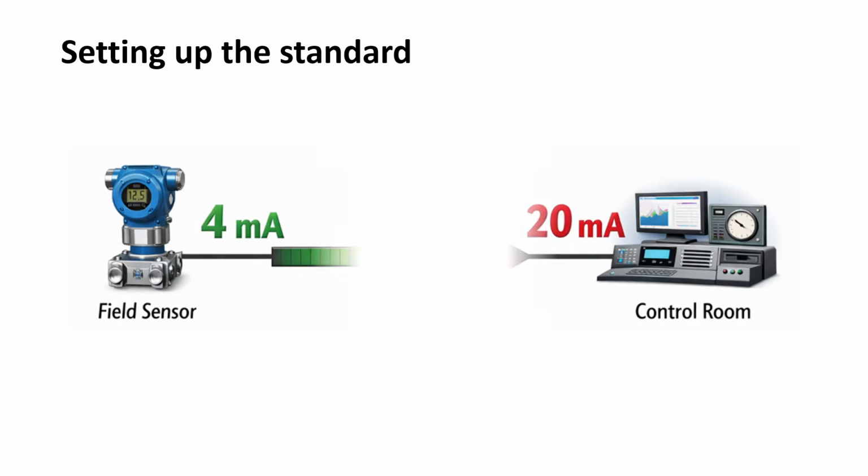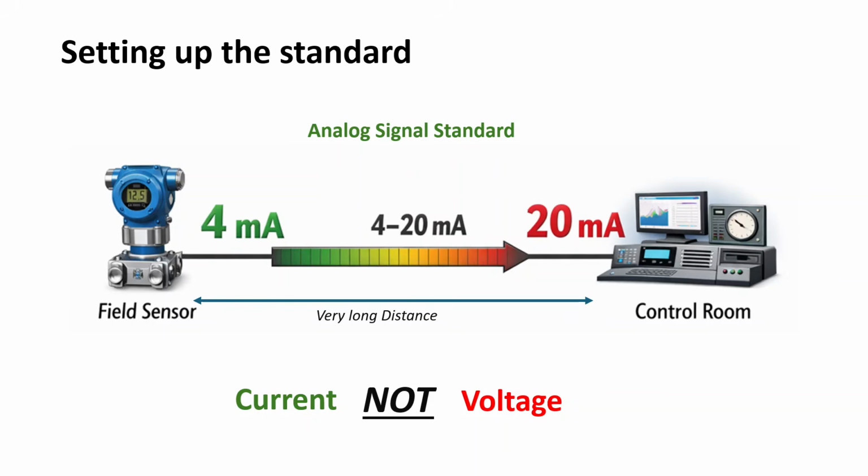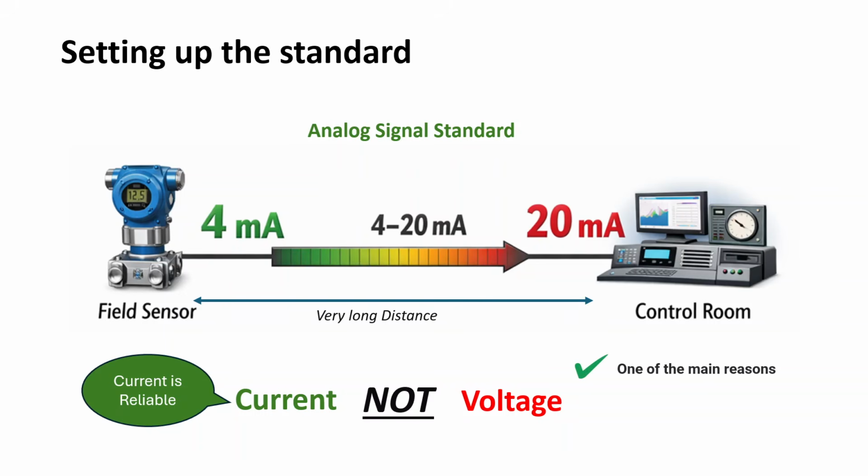So here is the deal. In industrial instrumentation, the universal standard for transmitting an analog signal from a sensor out in the field all the way back to the control room is a 4 to 20 milliamps current loop. Notice, I said current, not voltage, and that difference is important. Industrial plants often have instruments located hundreds of meters away from the control room. Over those long cable runs, current signals remain much more reliable than voltage signals, even in electrically noisy environments. That's one of the main reasons why the 4 to 20 milliamp current loop has remained the industry standard for decades.